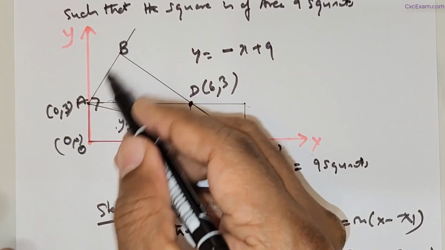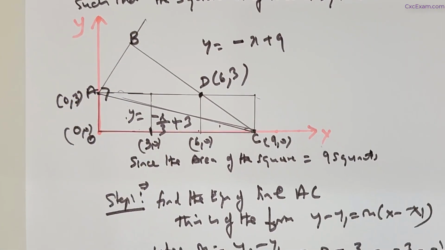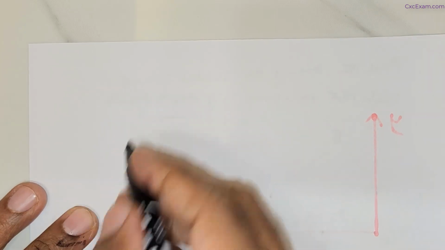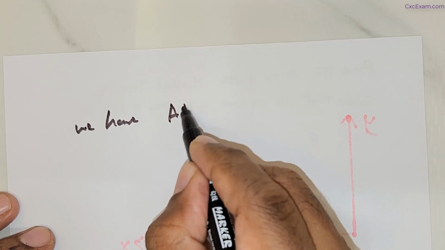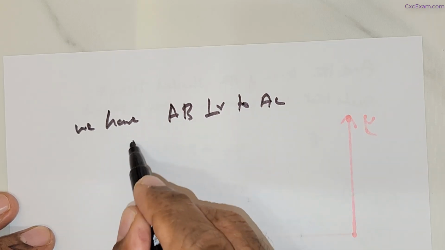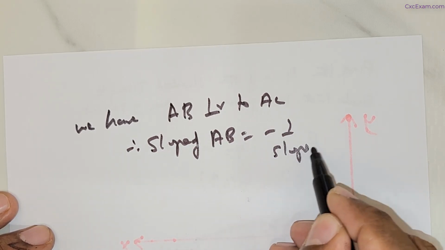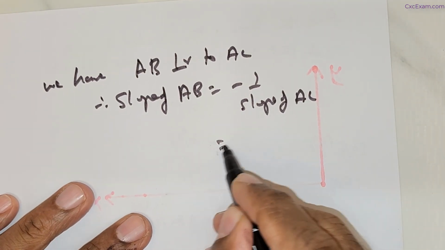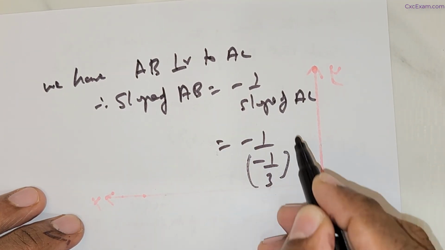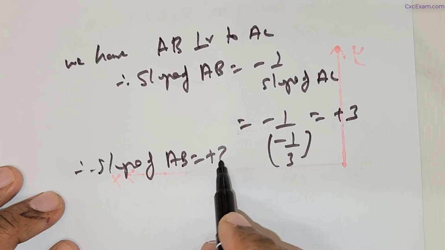Now let me find the equation of AB. Right, so how are we going to do that? Now you see AB is perpendicular to AC. We have AB perpendicular to AC. Therefore the slope of AB is negative 1 over the slope of AC. Am I right? So what is the slope of AC? Negative 1 over 3. So negative 1 over negative 1 over 3, which means positive 3. So therefore the slope of AB is positive 3.